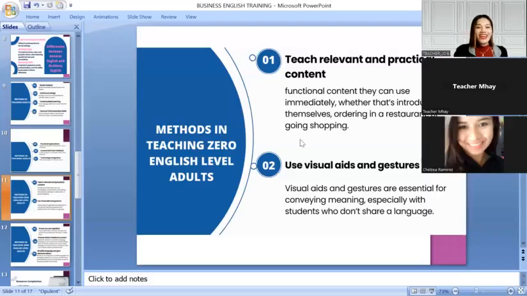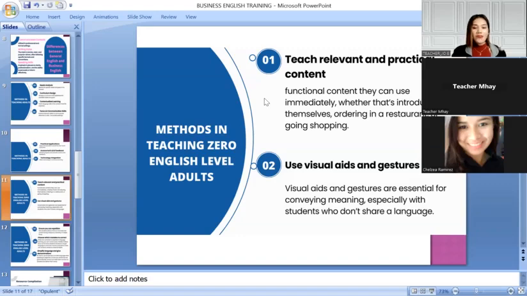Almost done. Okay, so let's go to methods in teaching zero English level adults. Because this is the most difficult one. Those zero level, they are the people who are very difficult to teach.